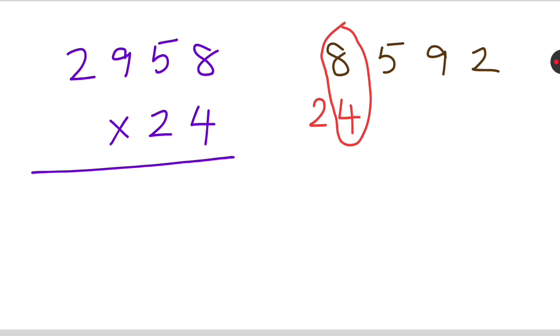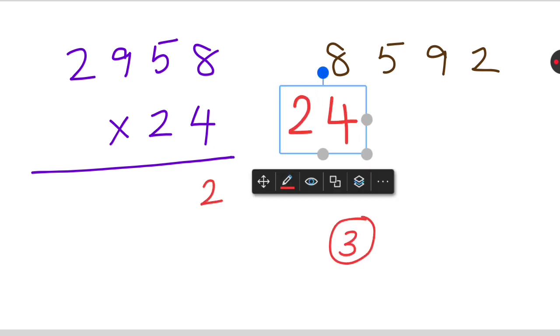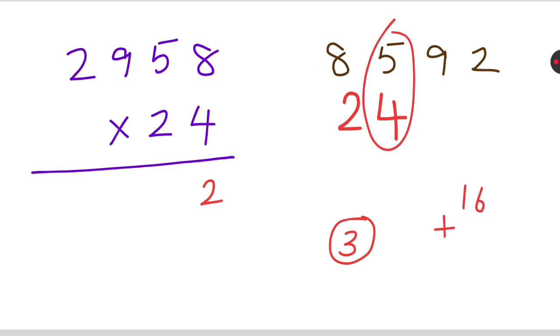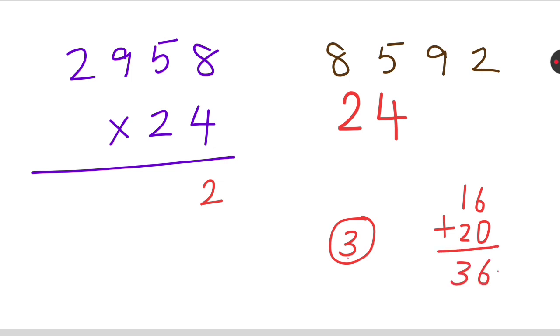So what are they? 8 and 4. Multiply that. 8 4s are 32. So 2 is written as your result, and 3 is carry. Now again slide to the right. Multiply vertically. 8 times 2 is 16 plus 5 times 4 is 20. 20 plus 16 gives 36. 36 and carry 3 gives 39. So 9 is written in your result, and 3 carry.